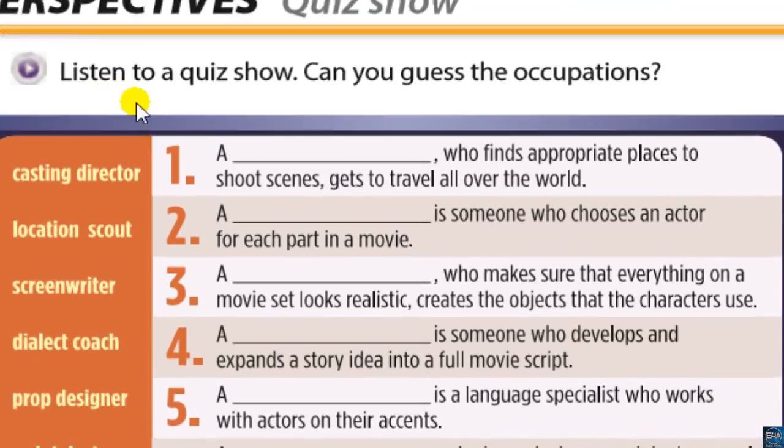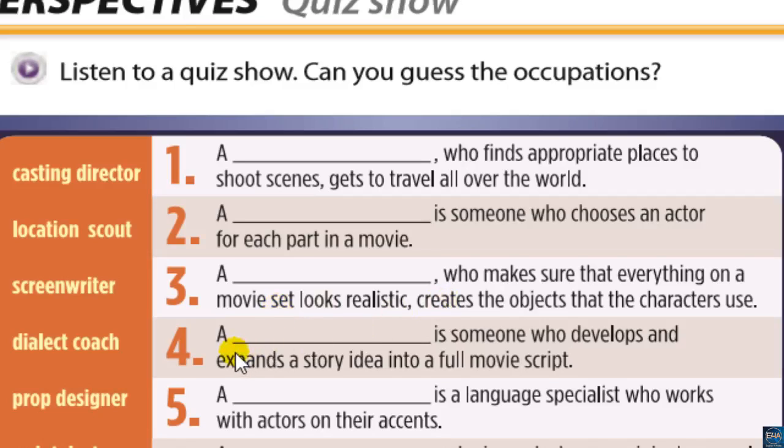So here, let's get the occupations, the jobs. One, a location scout. A location scout who finds appropriate places to shoot scenes gets to travel all over the world. Two, a casting director. A casting director is someone who chooses an actor for each part in a movie. Three, a prop designer. A prop designer makes sure that everything on a movie set looks realistic, creates the objects that the characters use.